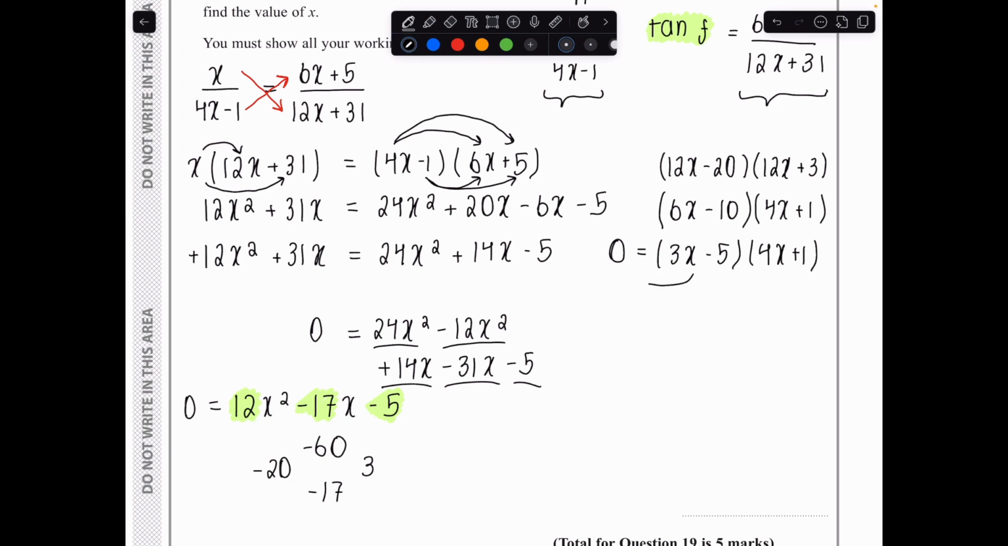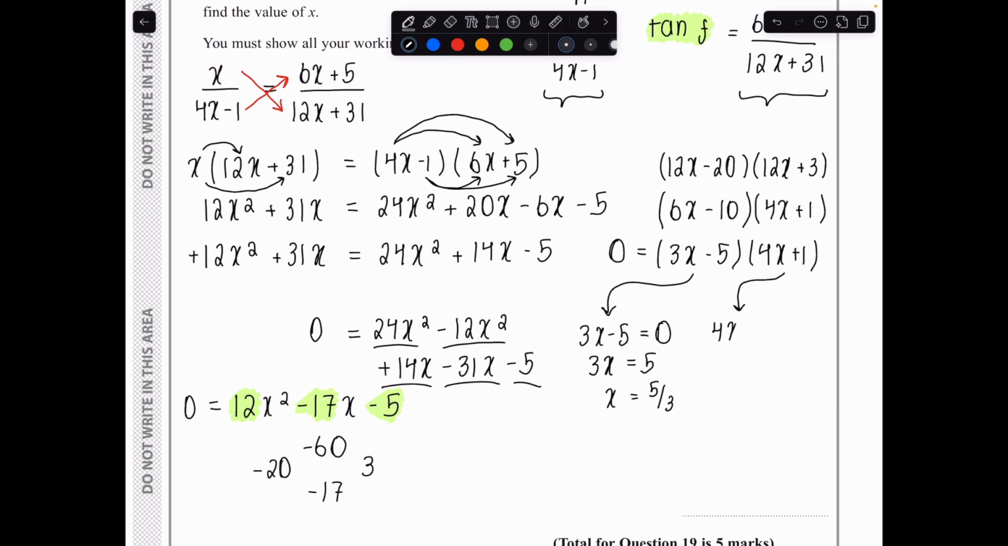So in other words, let's look at our first bracket. So our 3x minus 5 equals 0. So from here, the opposite of taking away 5 is adding 5 to both sides. So if we add 5 to both sides, we get 3x is equal to 5. But here, we don't want 3 lots of x, we just want x on its own. So then we have to divide both sides by 3, and we get 5 over 3 as one possible value for x.